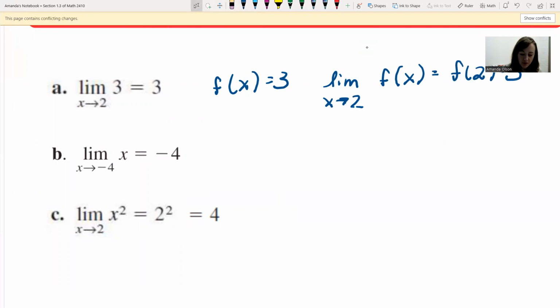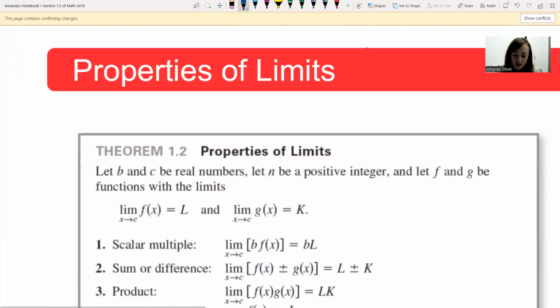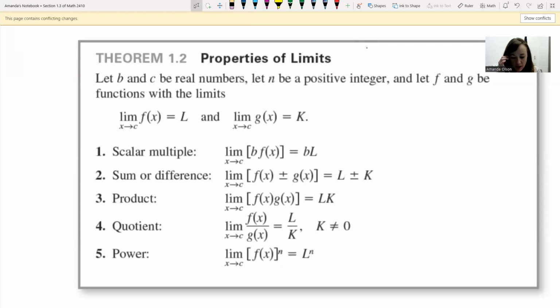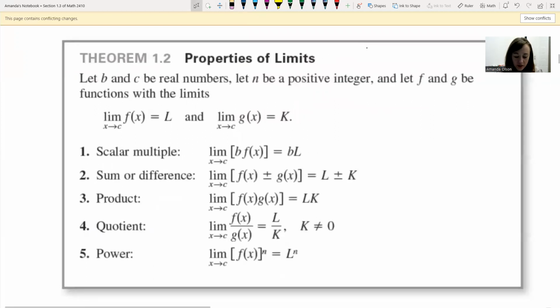And you can see that a similar idea carries out for each one of these. So the limit as x approaches -4 of x is just equal to -4. Inputting -4 in for x, inputting 2 in for x. These are all ones that allow for direct substitution. Evaluating those limits works really nicely. And that gives us some other theorems for limits.